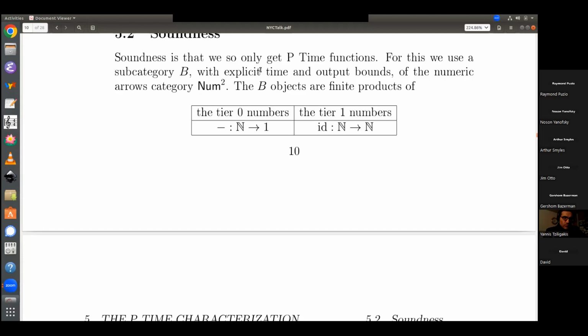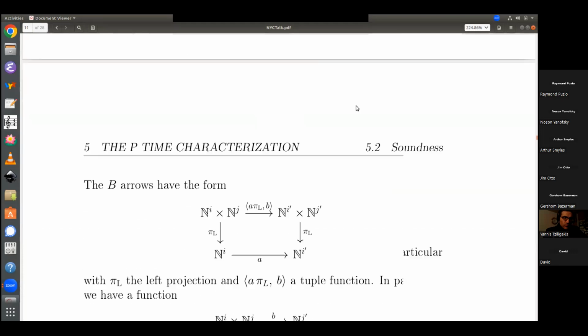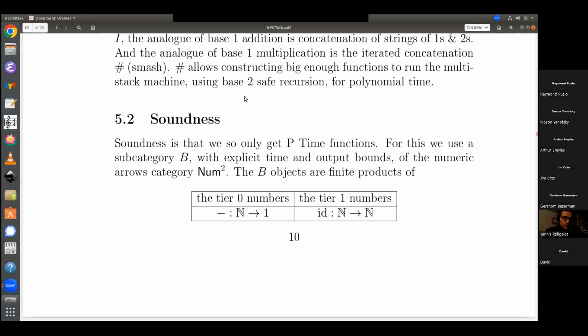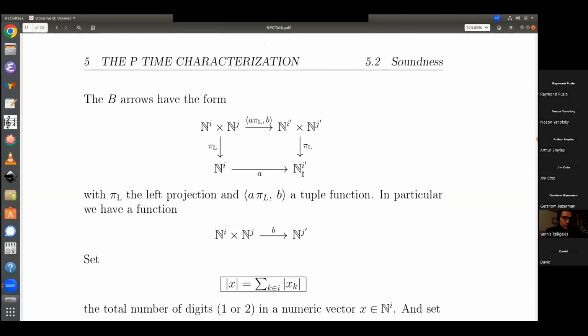So that's where the idea of this bounded arrows category comes in, is that inside this big numeric arrow category, I want this category B where the objects are now not any arrows between products and numbers, but only ones that are products of the tier 0 numbers and the tier 1 numbers. And necessarily, because this is a subcategory of num2, this is what the arrows look like. So there'll be a part that just works on tier 1, and then there'll be a part that takes tier 1 and tier 2 things and comes out with tier 0.